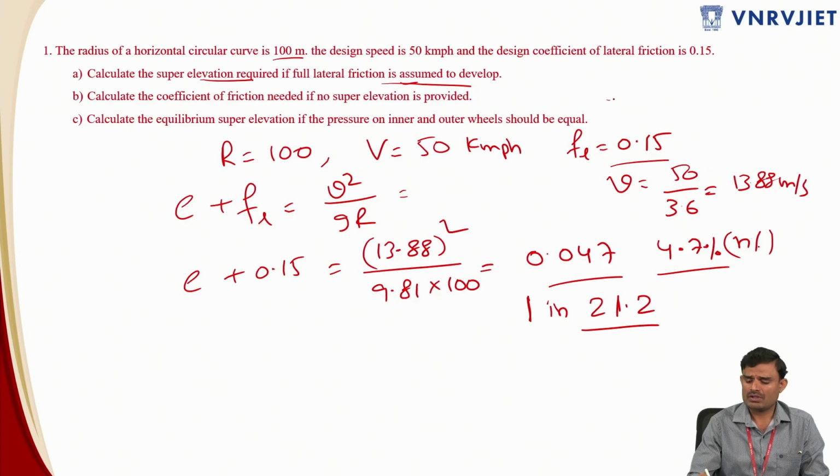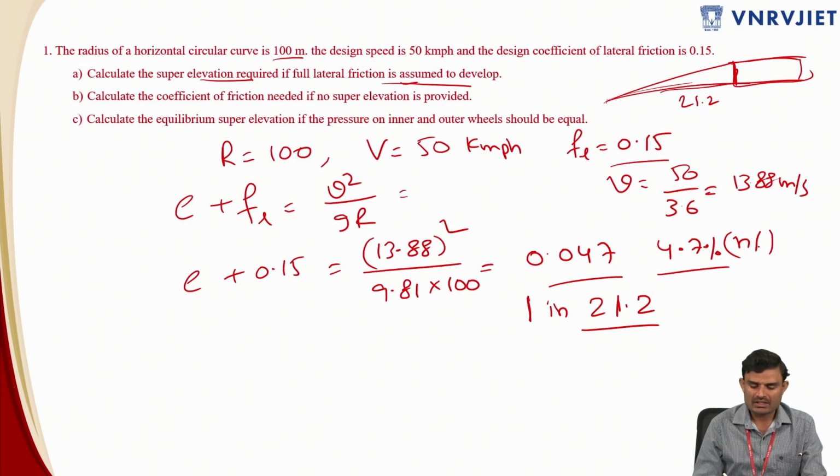So there is a road like this, and you are providing the superelevation. After 21.2 meters, you are going to have this superelevation. This is the central portion of the circular curve. The central portion of the circular curve is going to have this fixed superelevation that you are attaining in a length of 21.2 meters. The second question is, calculate the coefficient of friction needed if no superelevation is provided.